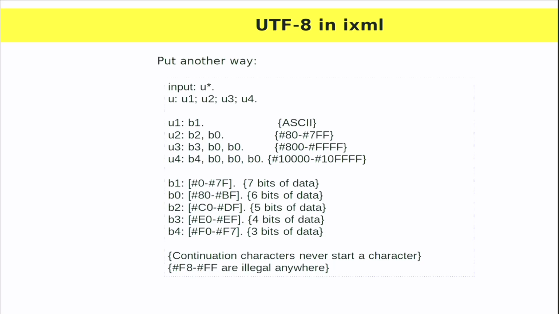I could use ixml to describe this if you had an implementation that was bit-oriented rather than byte-oriented rather than Unicode-oriented. You could say an input is just 0 or more U's, where Unicode characters, where a U is either a U1, a U2, a U3, or a U4. A U1 is a B1, a U2 is a B2 followed by a B0, a U3 is a B3 followed by 2 B0s, and a U4 is a B4 followed by 3 B0s, and then the B1s are just those characters as I explained. So that's an ixml description of the format of Unicode, which is quite nice.